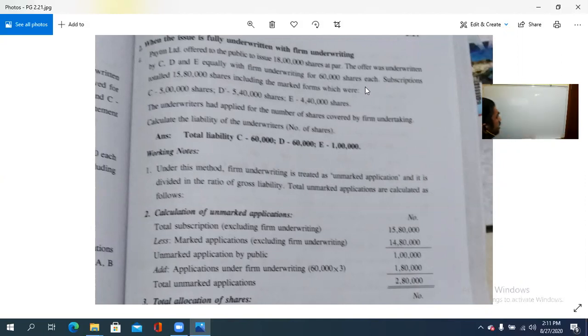So firstly, what is that? Gross liability. Total column, underwriter C column, underwriter D column, and underwriter E column. Okay. So gross liability, how much it is?